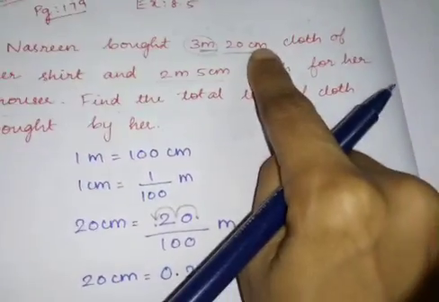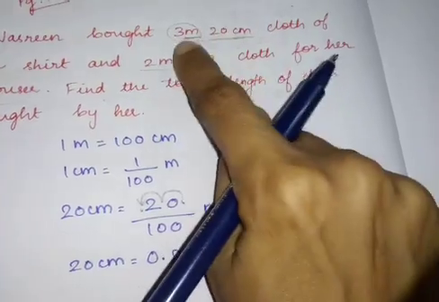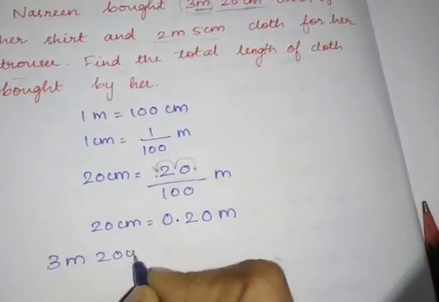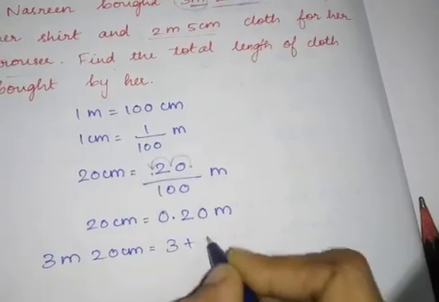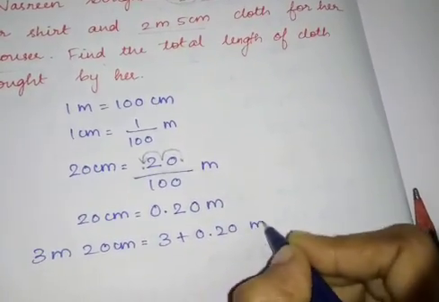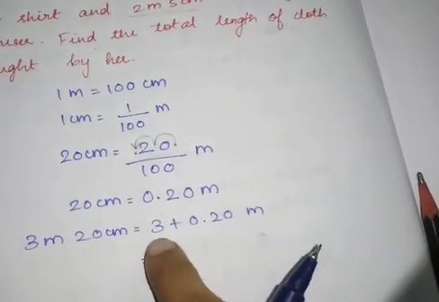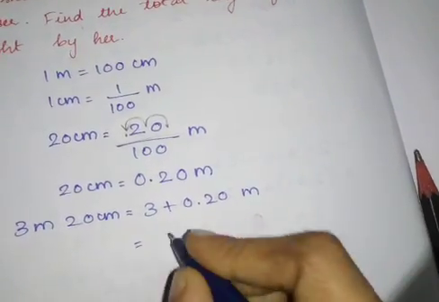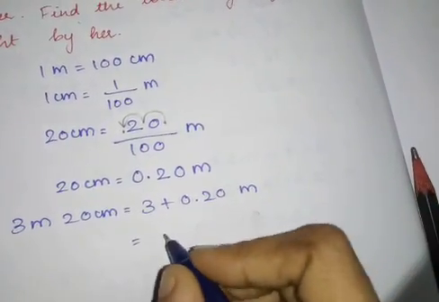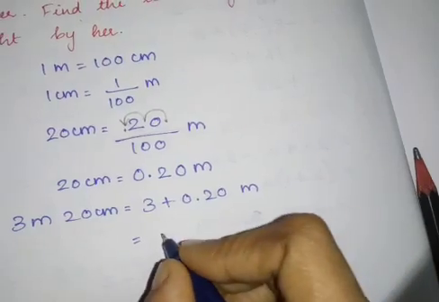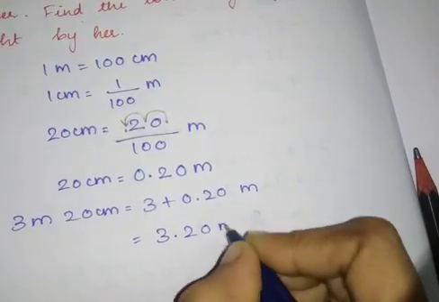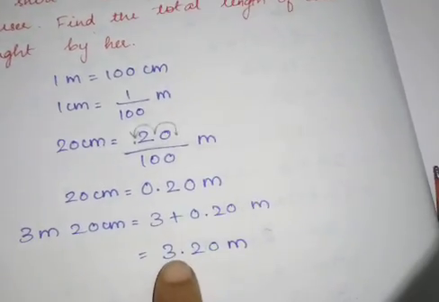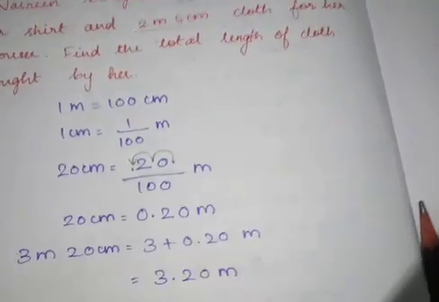Now we can combine both. 3 meter 20 centimeter is equal to 3 plus 0.20 meter. Because 3 is in meter and 0.20 is in meter, you can add them. 3 plus 0.20 is 3.20 meter. So I have converted 3 meter 20 centimeter as 3.20 meter.